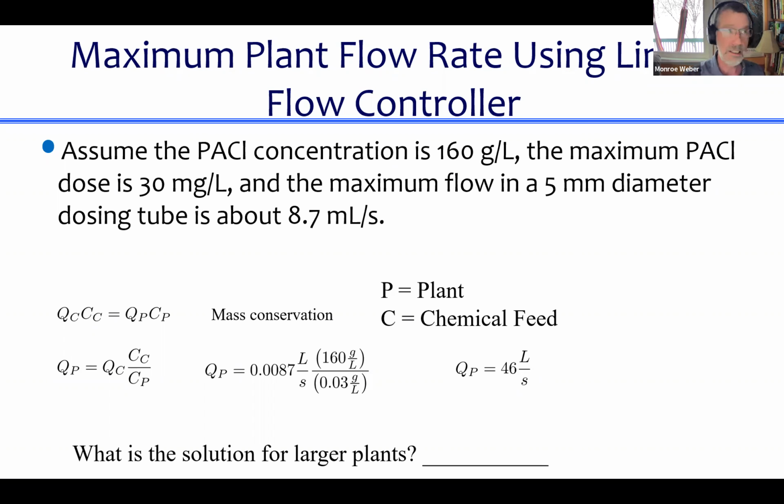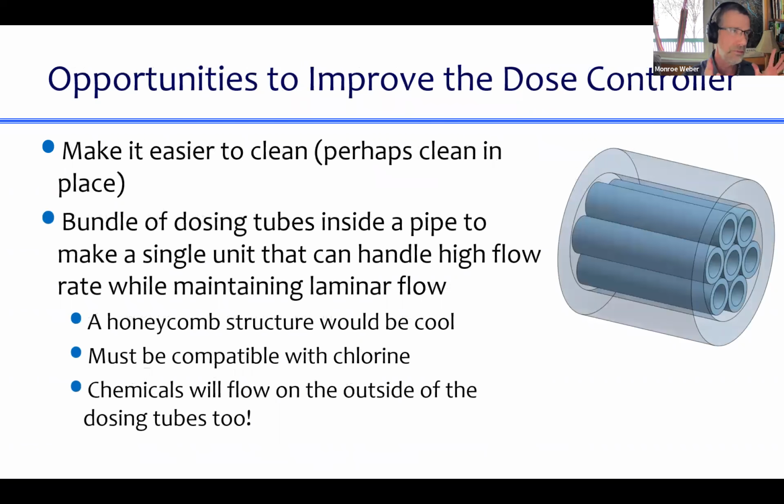So all this analysis suggests that by the time you get to about 50 liters per second, you're going to need more than one dosing tube. So that's the solution, more than one dosing tube. And actually it happens even before 46 liters per second, because even using a 5mm diameter tube ends up being larger than what's really convenient because it ends up being so long. So there's things that can be improved with this system.